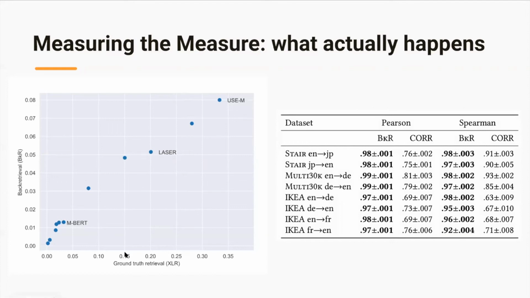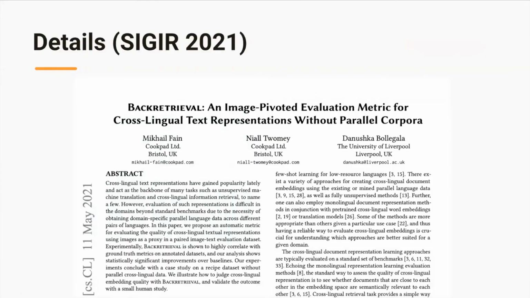The idea is, of course, that in the real world, where you don't have that, you should be able to trust this metric enough, and it seems like you can, or to some extent at least. We put all the details in the paper, which is going to be published at one of the leading information retrieval conferences, with the great help of Neil and Danushka, one of our collaborators from University of Liverpool. If you want to learn more about the details, you can have a look. It's quite short, like 4 pages, so you should be able to go through it relatively quickly.